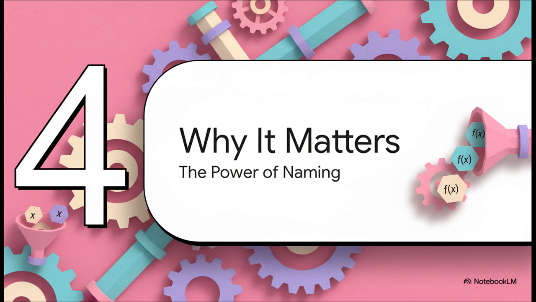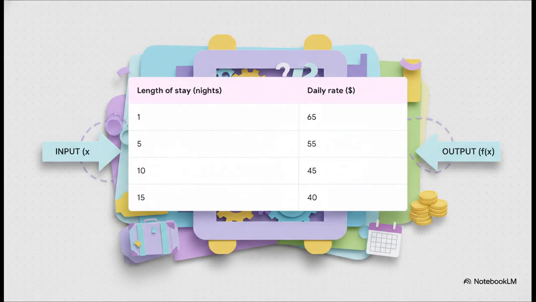Okay, so now we know how this works. But the really big question is, why? Why do we even bother with this? Why not just stick with good old y? Well, it turns out this notation isn't just for show. It's a huge upgrade that gives us some serious power, especially in math and science. Let's bring this into the real world for a second. Think about a hotel. The price you pay per day often depends on how long you stay, right? The longer you stay, the cheaper the daily rate. So the length of stay in nights, that's your input. You choose that. And the daily rate in dollars, that's your output. It depends on your input. We could literally create a function for this, maybe call it rate of nights, that describes this exact situation.